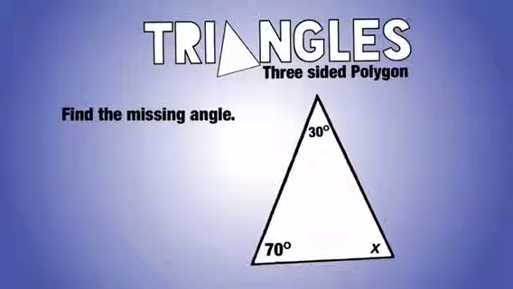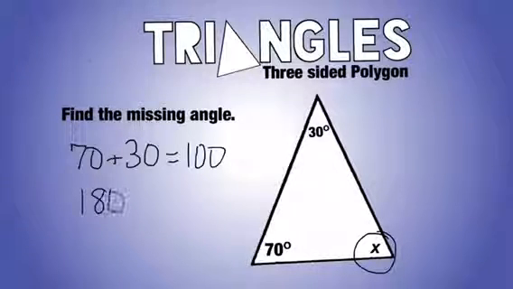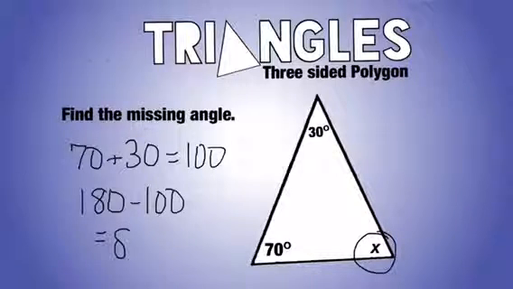So we know that the angles equal 180 when all added up. So we have 70 and 30 here, and we're missing this angle right here. So what we do is we take 70 plus 30 and we get our answer of 100. Now, like I said before, it's composed of 180 degrees. So then we take our 180 minus 100 to give us the answer of 80 degrees. So this last angle right here is 80 degrees.